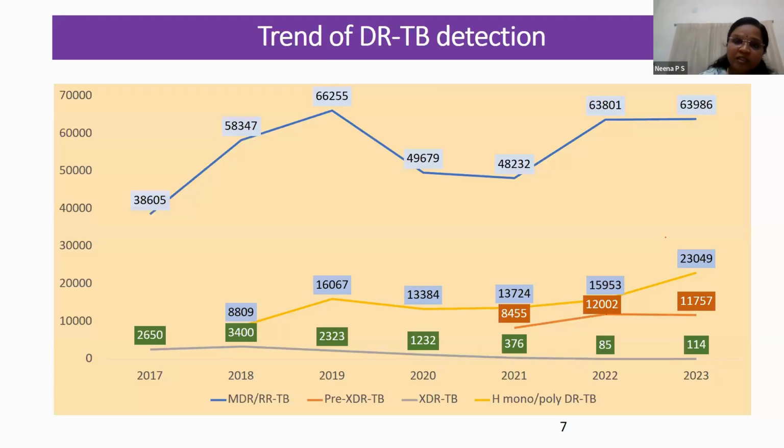Now, with the improved case detection and sending the specimen for DRTB detection, our case detection of drug-resistant TB has improved from 2017 to 2023. It was initially very low. And now it has improved, not because the DRTB cases are increasing, but because we are sending more samples for testing.